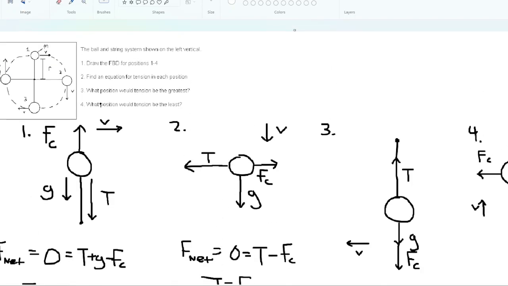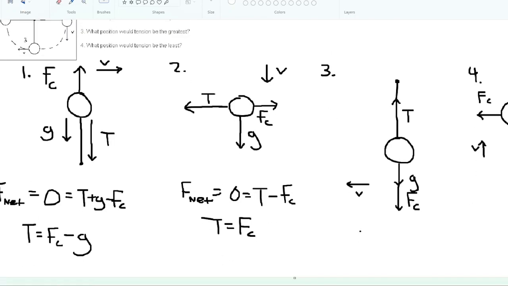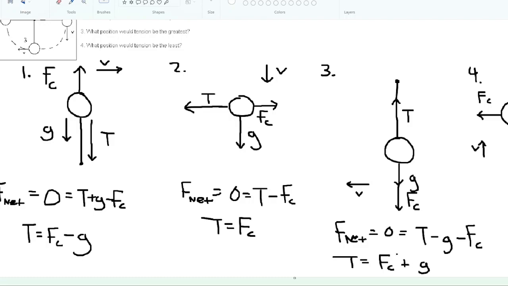Okay, so let's see. Point 3, we're at the bottom. Let's see if we can solve for this. T is going to be equal to force of gravity. Oh wait, no, let me stop myself. Force net is going to be equal to 0, which is equal to tension minus force of gravity, or I'll just write this as G, minus force centrifugal. And if we solve for T, we get that tension is equal to force centrifugal plus gravity, which also mathematically proves why we feel so heavy at the bottom of a roller coaster.